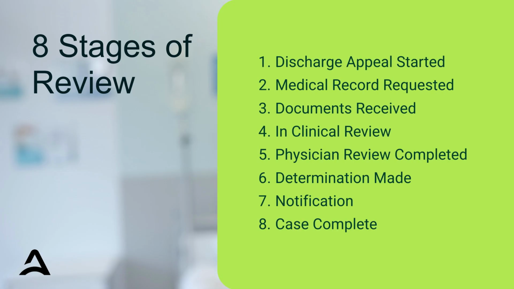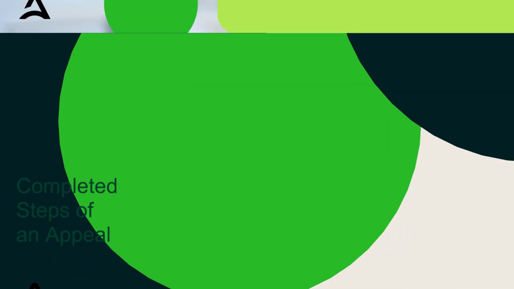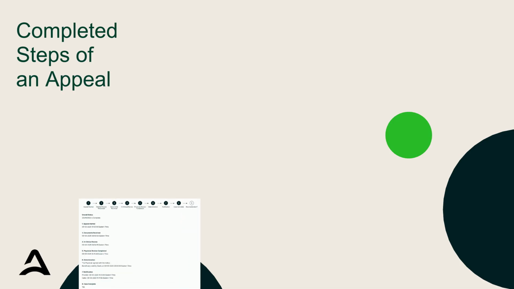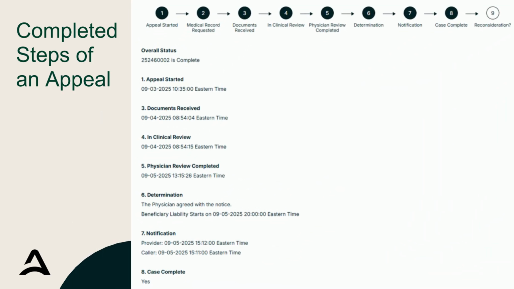This slide lists the 8 stages of review. Once you hit the search button, you will see the completed steps of the appeal. Now let's look at each of the 8 phases in more detail.